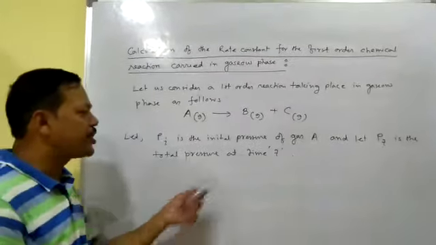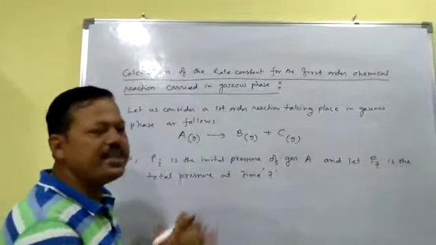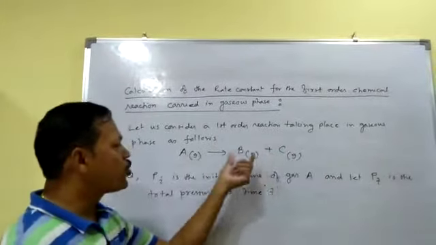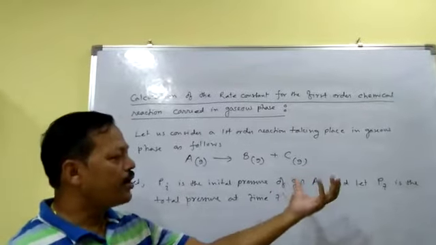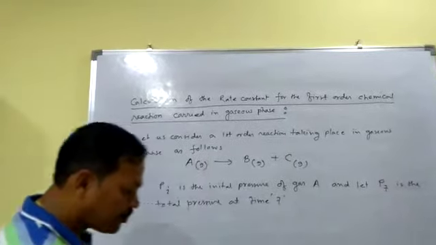And as the time proceeds, at time t, suppose the pressure produced is Pt, that is the total pressure, because as you know, as the time proceeds, products will form. So product also gives some amount of pressure with the reactant. That is why you will get the total pressure, which is represented by Pt.